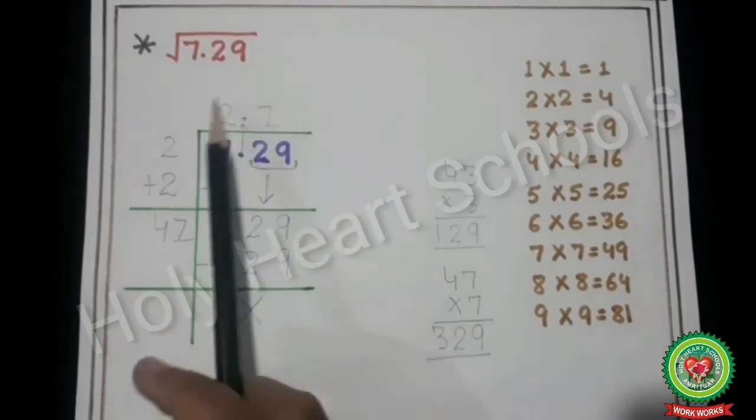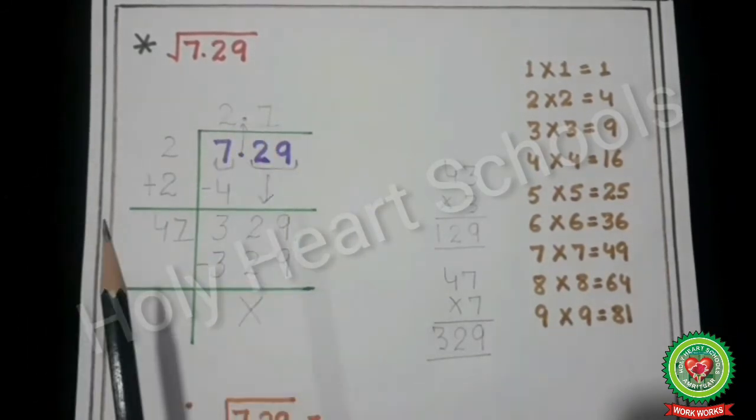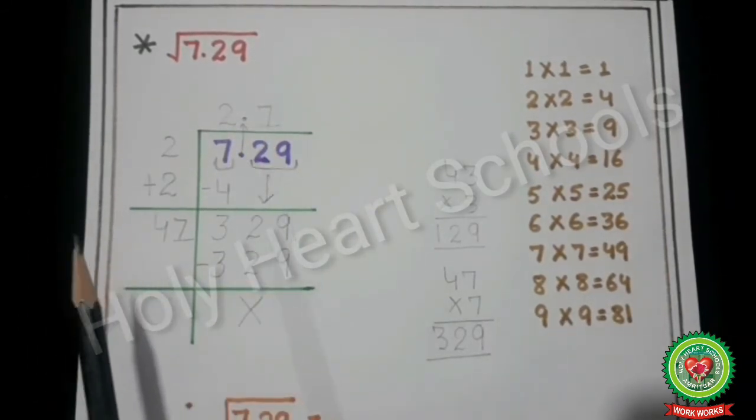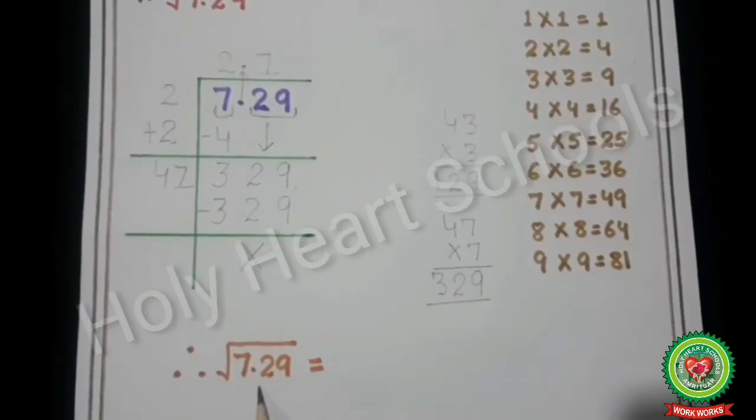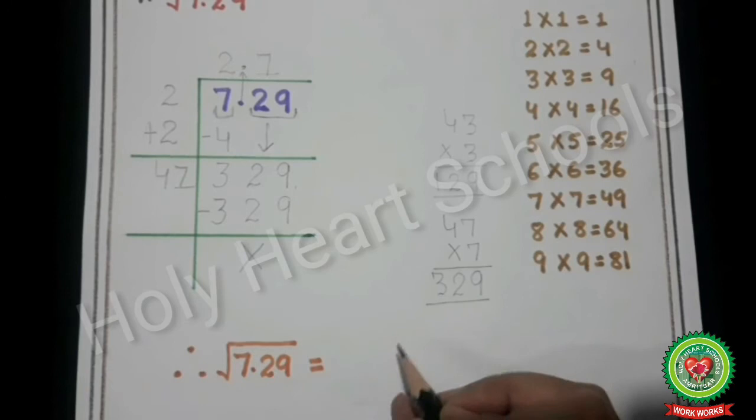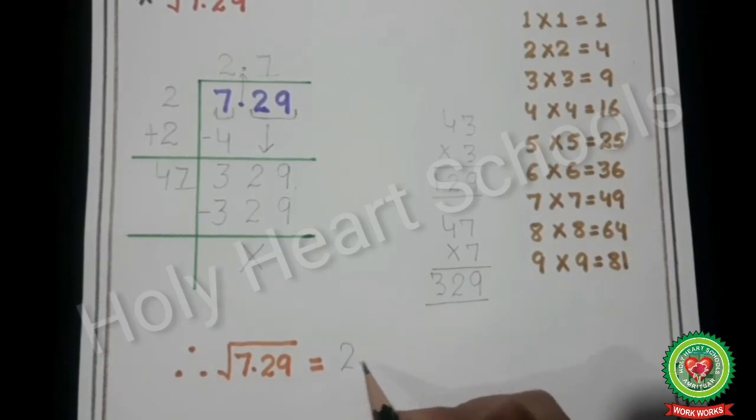So our current quotient, that is 2.7, is the required answer. So write down, therefore square root of 729 is 2.7.